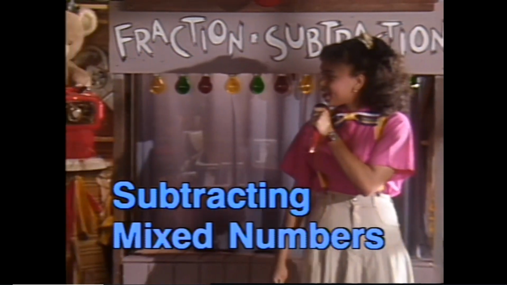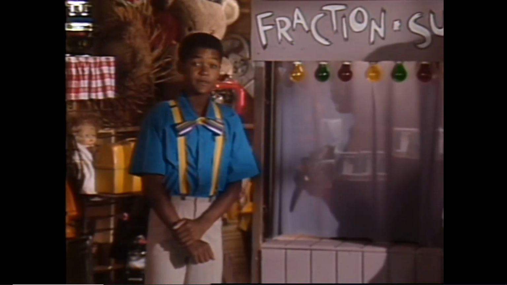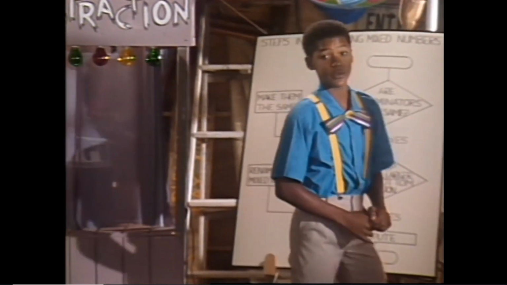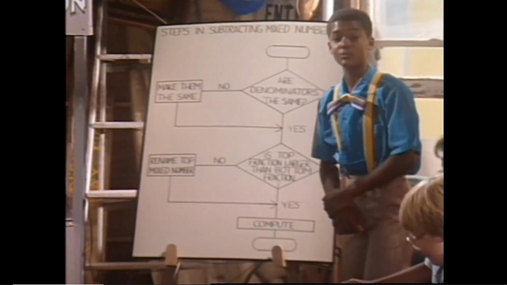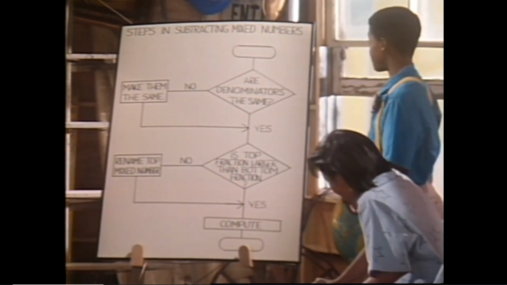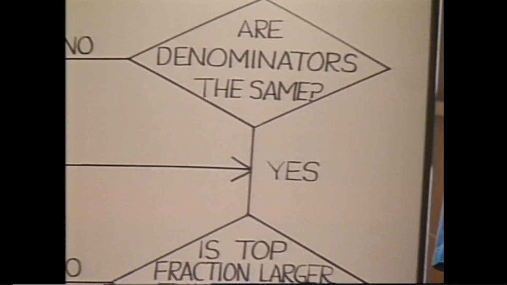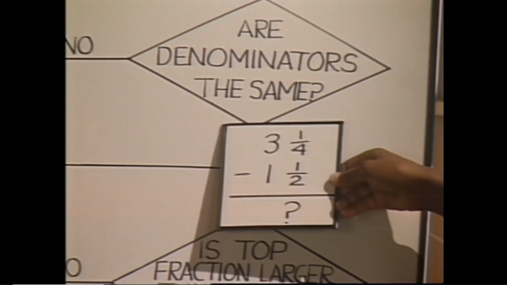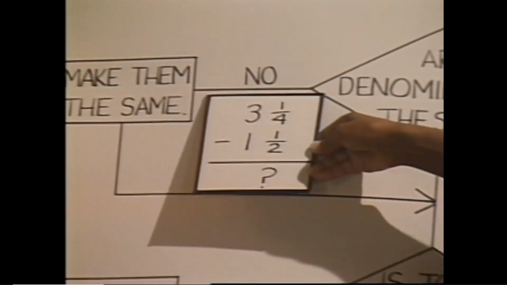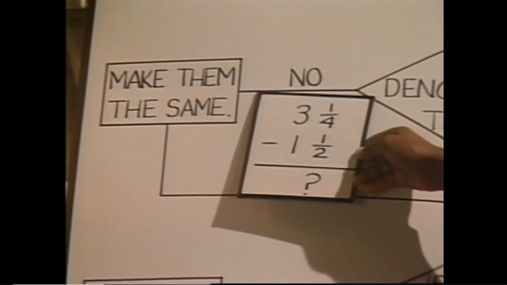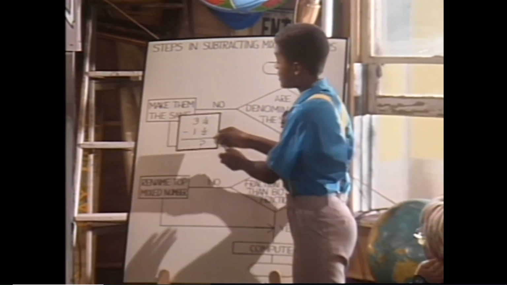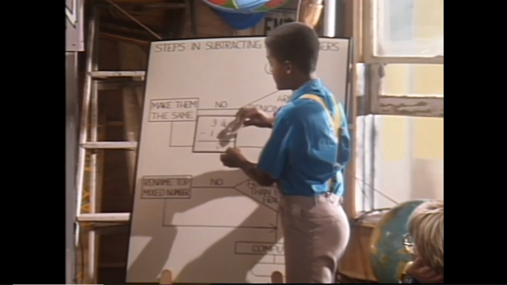Explain it to them, Barry. A mixed number is a whole number plus a fraction, like say 1 3/4, or 2 1/2, or 3 5/8. When you're subtracting one mixed number from another, there are a few helpful steps you can follow. Say, for instance, you want to subtract 1 1/2 from 3 1/4. First ask, are denominators the same? No, 1/2 and 1/4. Denominators are different, 2 and 4. How can you make them the same? Well, you can write 1/2 as 2/4. They have the same value.